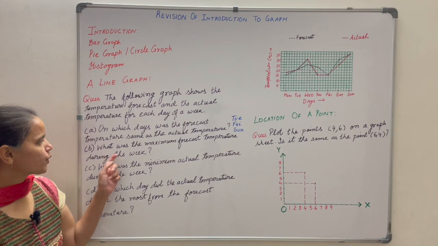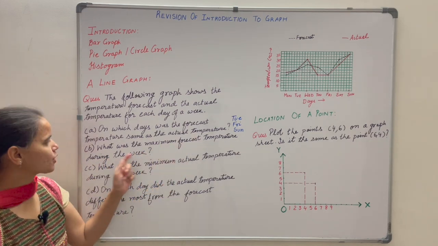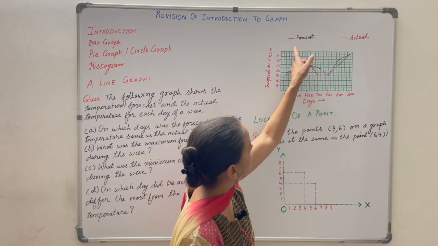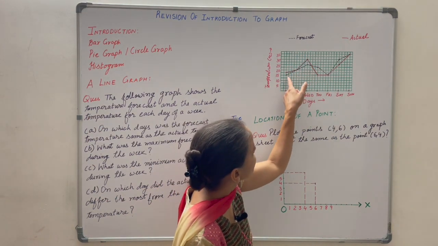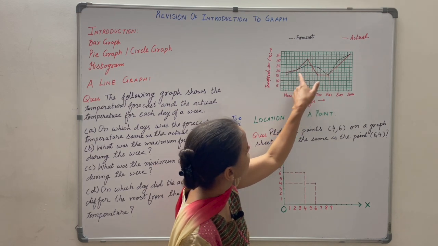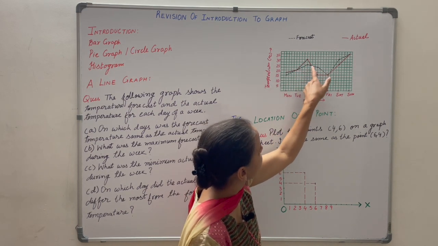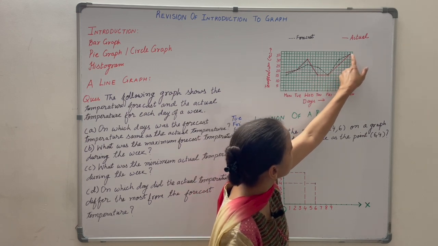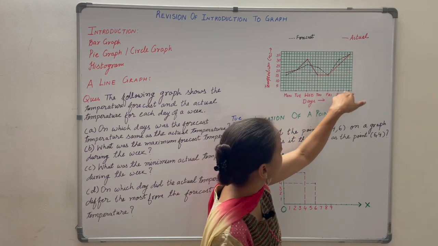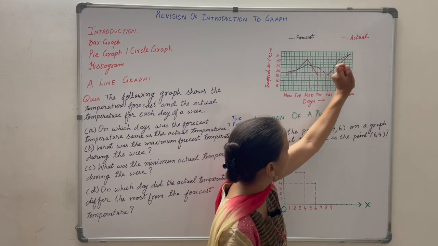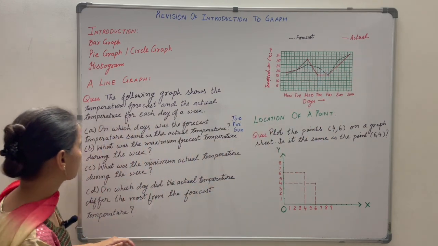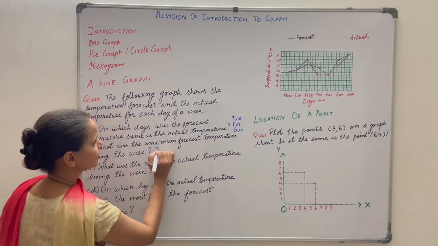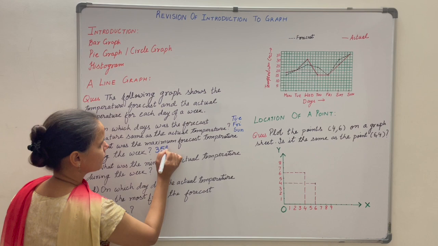Next question, what was the maximum forecast temperature during the week? Forecast temperature is this black line graph. So this is for the forecast. This is the line graph for the forecast temperature. What is the maximum temperature for that? It is 35. Even for actual also you can see it is 35 degrees centigrade. So what was the maximum forecast temperature during the week? It is 35 degrees centigrade.